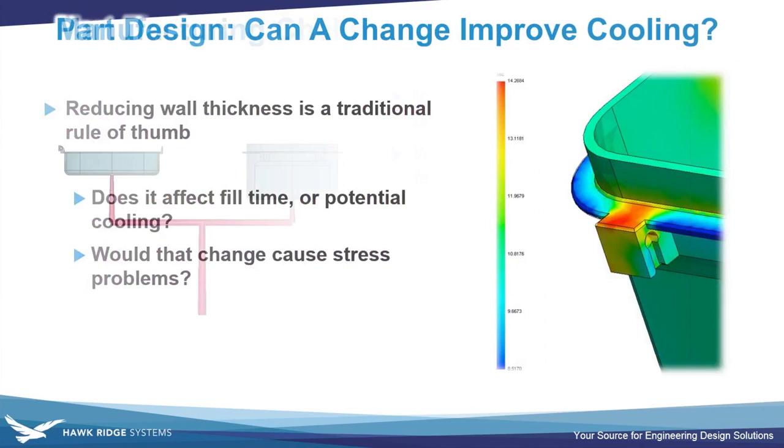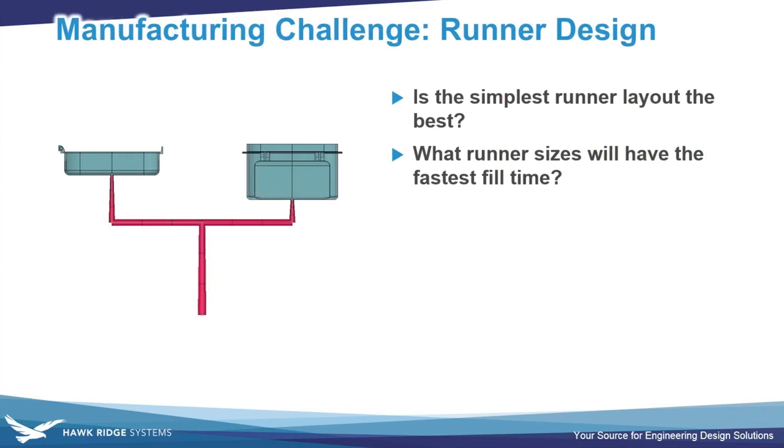So the question is now, when we want to go build the actual mold to make these two parts, not just the base, but the lid as well, what's the right layout for that mold? And what are the right sizes for the runners to make sure that we still have a good fill time, among other things? So now we can use some of the capabilities in Plastics Professional to answer those questions.